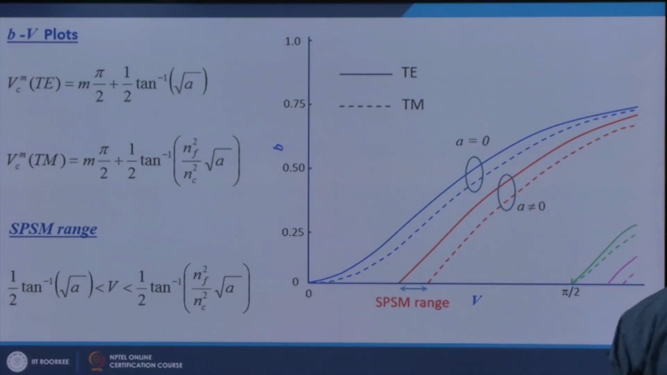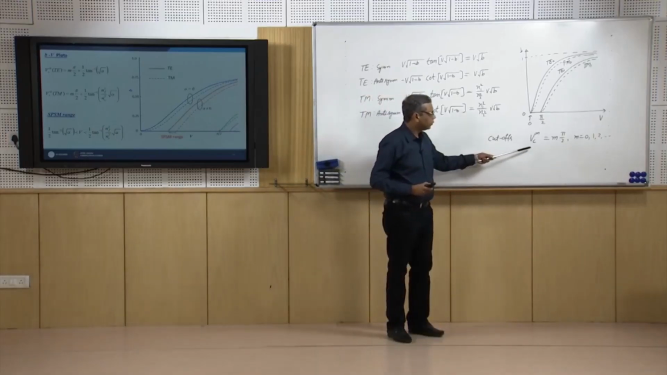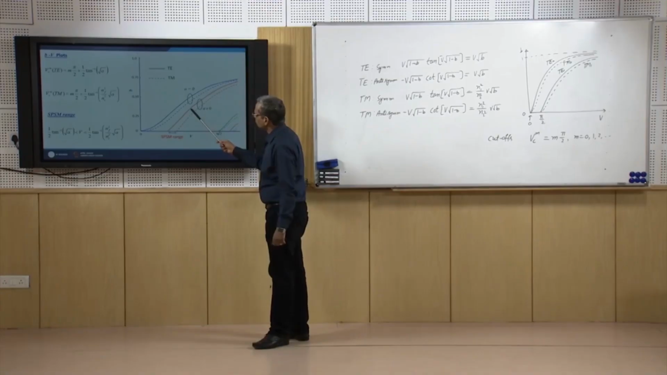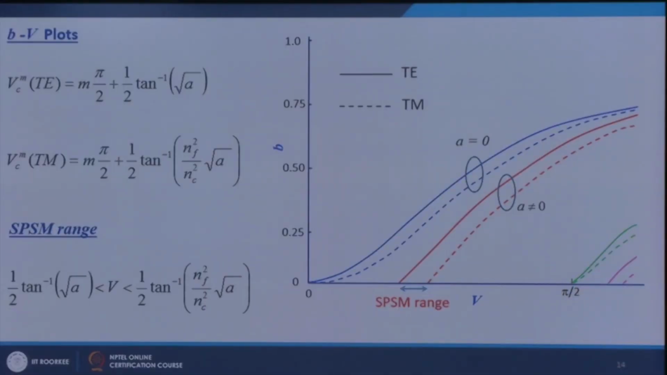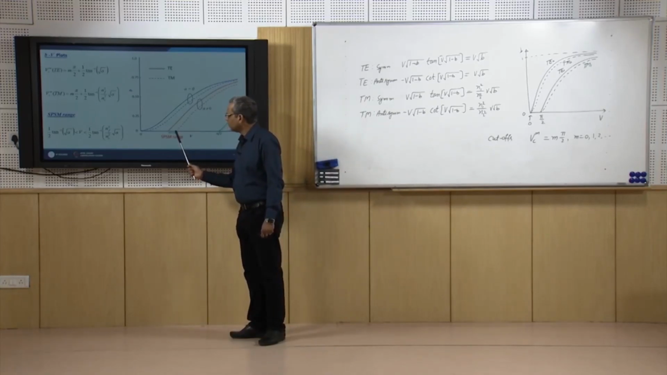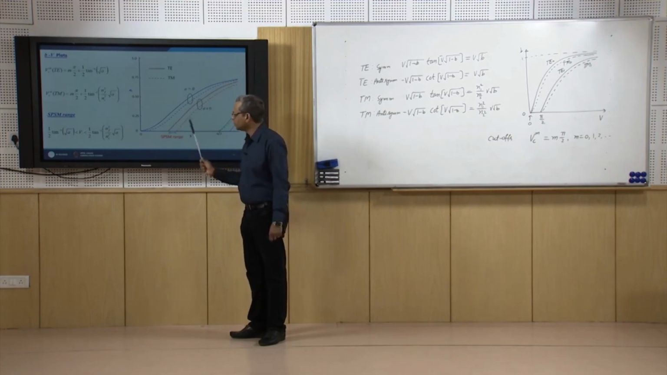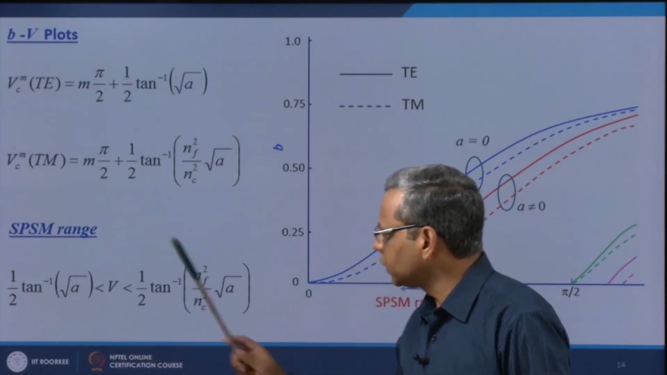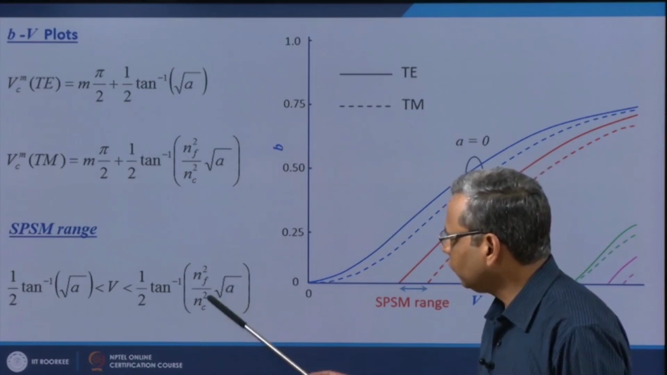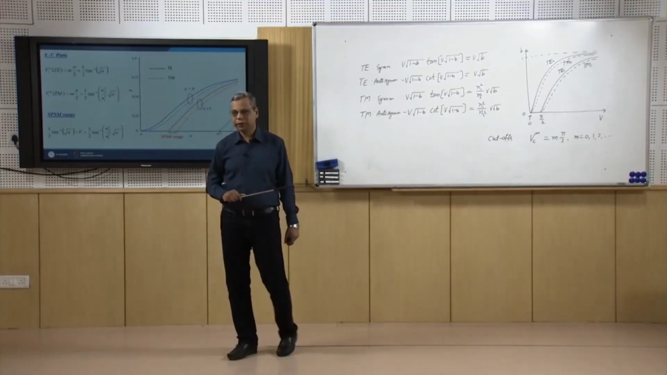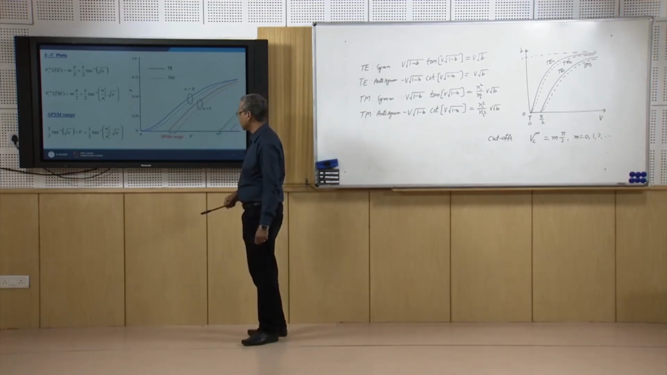In the case of the symmetric planar waveguide, the cutoffs of TE and TM, both the modes, were the same, m pi by 2, but now the TE and TM modes have different cutoffs. So, this is TE0 mode, this is TM0 mode. TE0 mode has cutoff here, TM0 mode has cutoff here. Now, if I have V which is somewhere here, then I will guide only TE0 mode and TM0 mode is cut off. So, in the range of V which goes from half tan inverse square root of a to half tan inverse of Nf square over Nc square times square root of a, I have a single polarization single mode waveguide, and this range is known as the SPSM range.